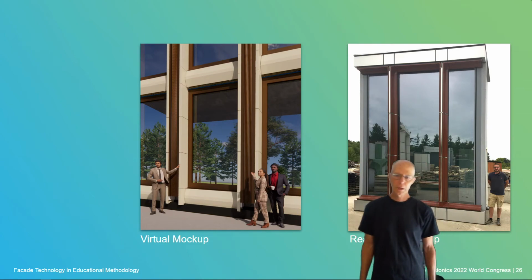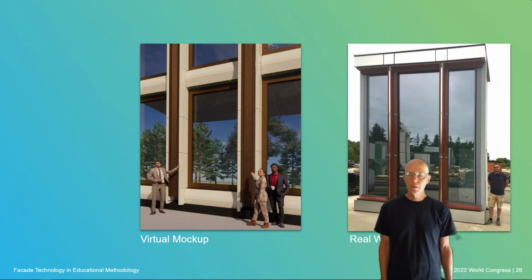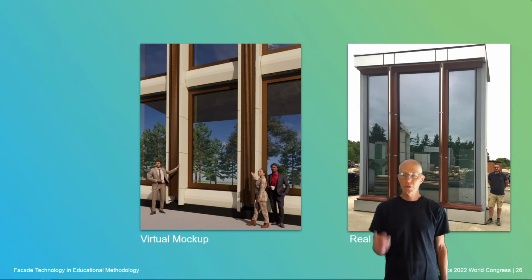So here we have on the left, I guess that's left to the viewer. I'm getting a little confused here. Left to the viewer, a virtual mock-up that we've created, and then the real world mock-up that Boston Valley would create.